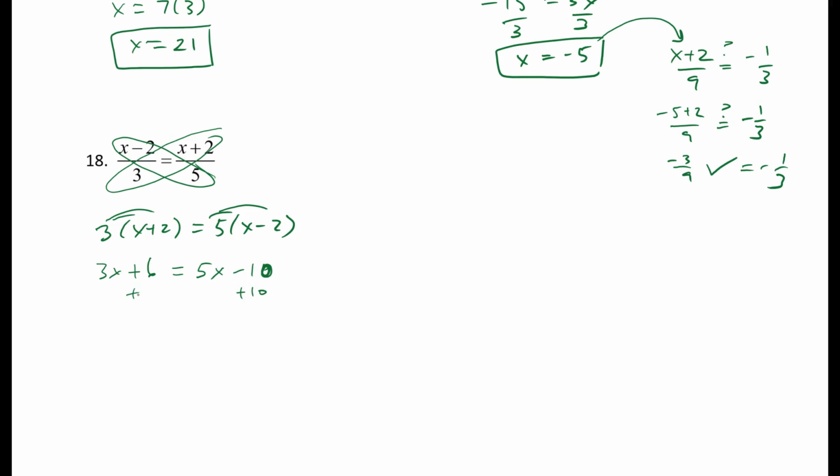So I'll add 10 to both sides here. So we get 3x plus 16 equals 5x. And I'll subtract 3x from both sides here. 16 equals 2x. Divide both sides by 2 to get x equals 8.